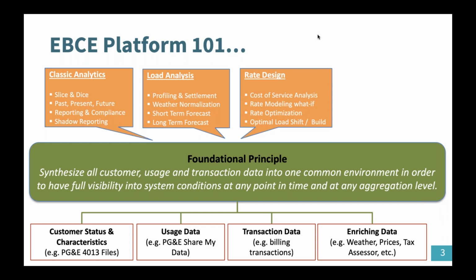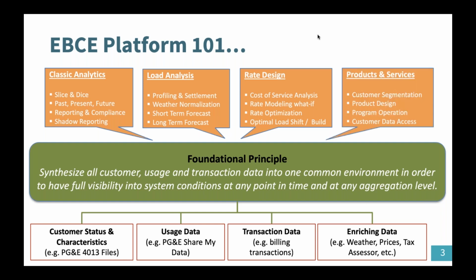We've used this platform to say, okay, what would the impacts be to EDCE from a revenue perspective if we converted this group of customers from rate A to rate B based on what their historical load usage has been. And then finally, products and services. If we have a better understanding of what's going on with our data and our customers, then we can better understand how to target customers for products or services that are going to be beneficial to them, as well as beneficial to the load shape of EDCE, and therefore beneficial to the CCA and the County of Alameda in general.